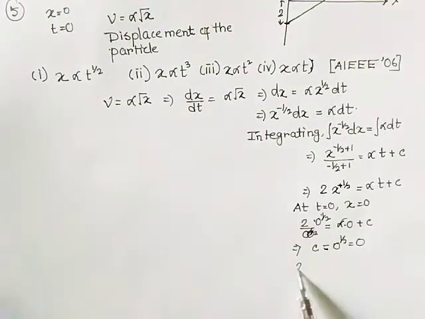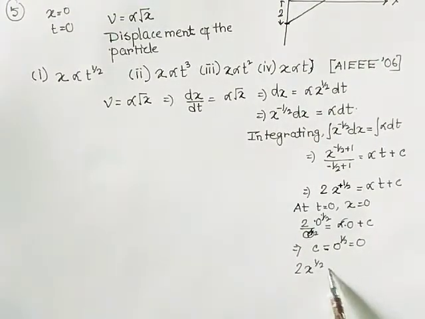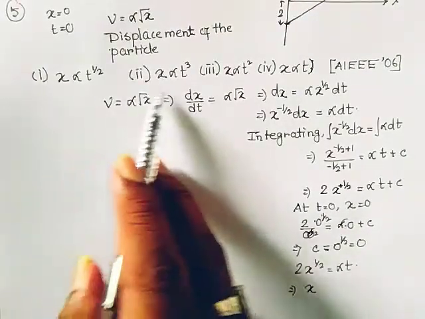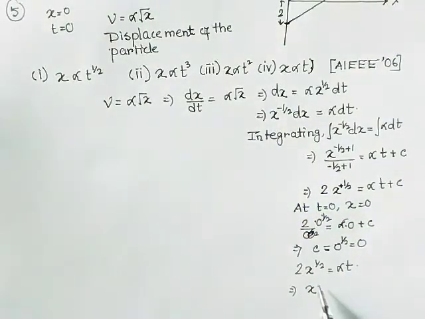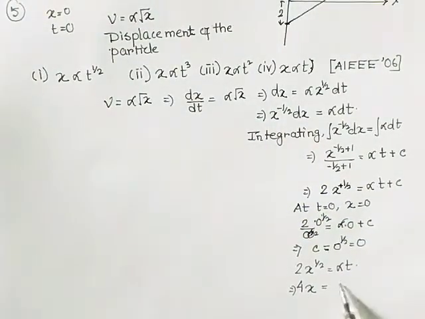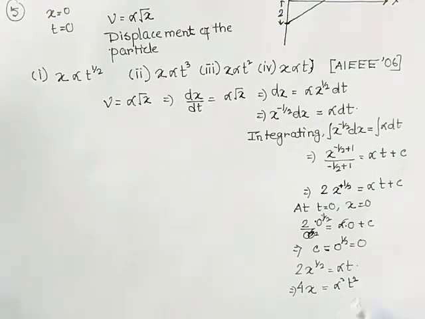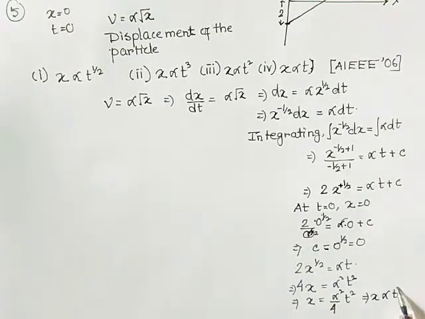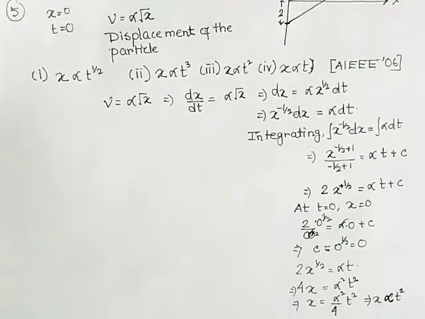So we can say it is 2 into x to the power half equal to alpha t. Okay, so if I just square this equation, because all the options here are in terms of x, it will be 4 alpha square t square. So x equals alpha square divided by 4 into t square. So x is basically proportional to, it is the proportional sign, not alpha, proportional to t square.